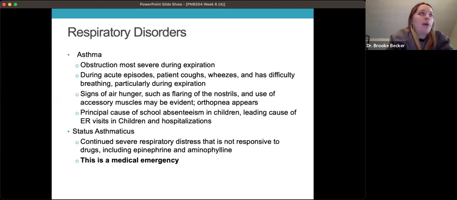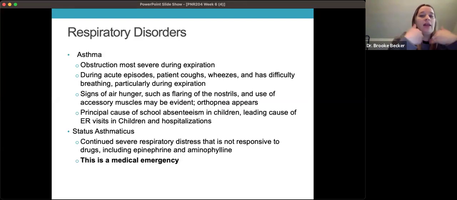Okay, asthma. This is probably the most common respiratory disorder. Most all of us know someone with asthma, or have maybe cared for someone with asthma. So this is an obstruction during expiration. They can have some obstruction during inspiration, but it's most significant during expiration, so when they're exhaling. So you'll see kids coughing, wheezing, expiratory wheezes mostly.